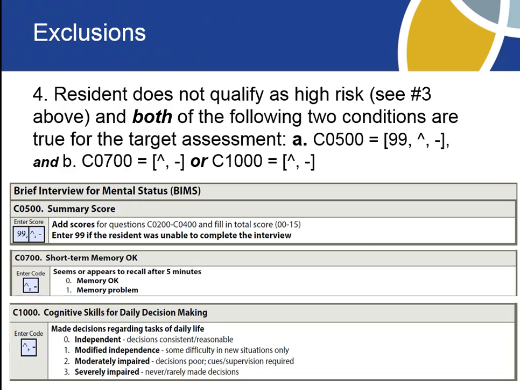And C0700 short-term memory is okay, is coded as a caret, which indicates the item was skipped, or a dash, which would indicate the item was not assessed. Or C1000, cognitive skills for daily decision making, is coded as a caret, which would again indicate the item was skipped, or a dash, which means it was not assessed.